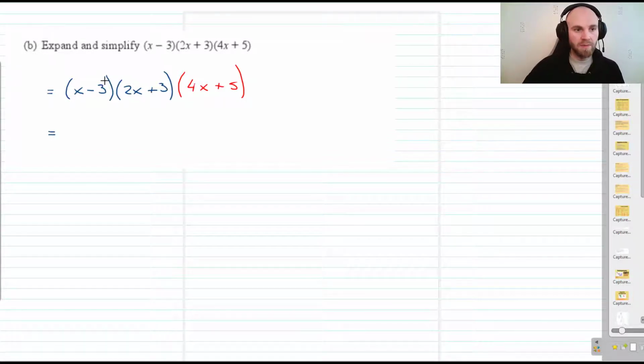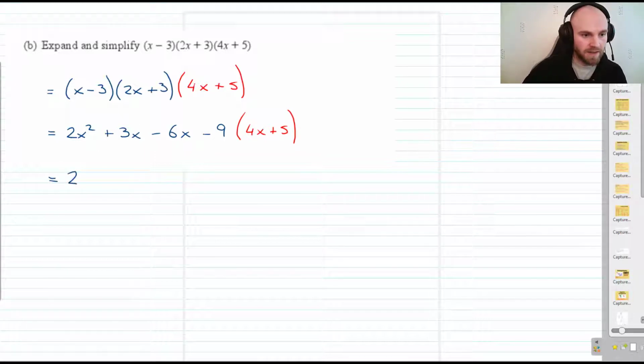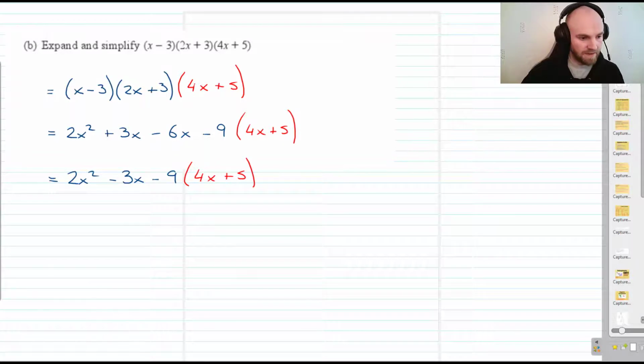So if we multiply out these blue brackets, well, x by 2x is going to give us 2x squared. X by plus 3 is plus 3x. Minus 3 by 2x is going to give us minus 6x. Minus 3 by plus 3 is going to give us minus 9. And then I'm just going to add that bracket on at the end. Just tidy this up. So we have 2x squared plus 3x minus 6x is minus 3x minus 9. And then again we have that 4x plus 5 at the end.